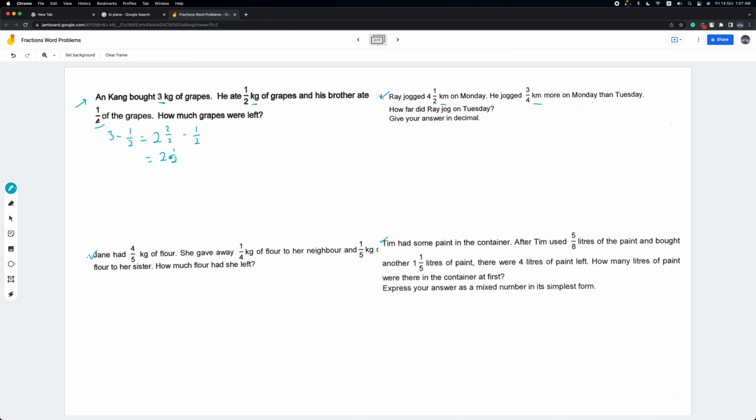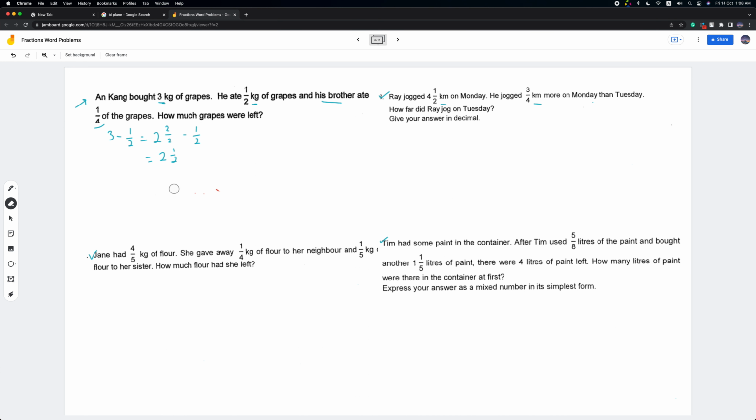Alright, so let's continue from here. We have 2.5 kg, and this is after he ate the grapes. Now, what about his brother? The common mistake that students make is they will take 2.5 minus 1/4 and so on, and they'll get their answers, and that's not the right way. Because, as I've mentioned before, it doesn't work that way if it doesn't have a unit.